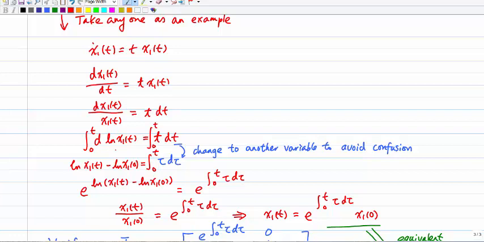So the left hand side becomes natural log of x1(t) minus natural log of x1(0). The right hand side is the integration from 0 to t of tau d tau. Now if you take the exponential of both sides, this becomes e to the natural log x1(t) minus natural log x1(0), I think it should be here.